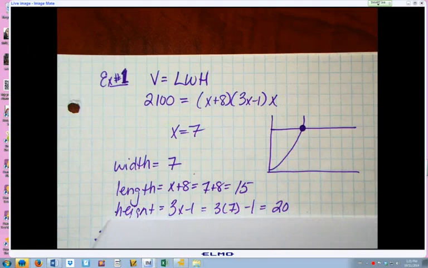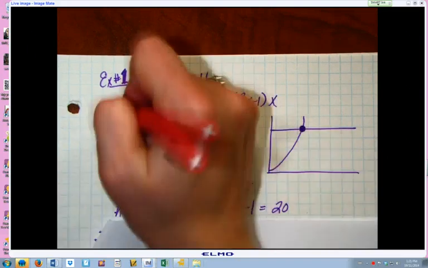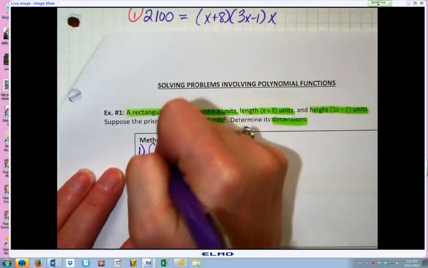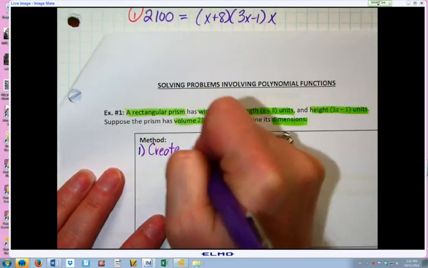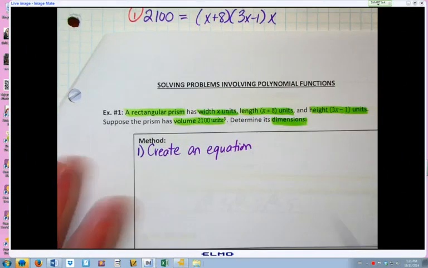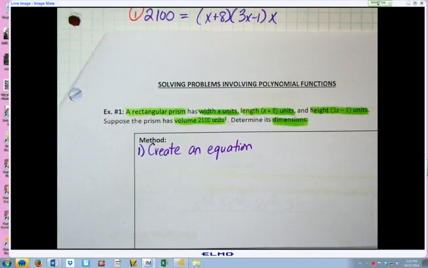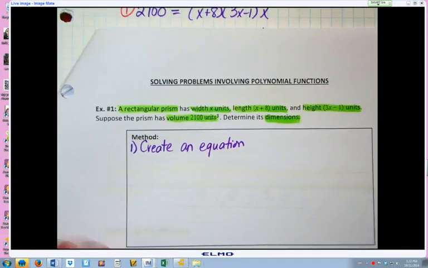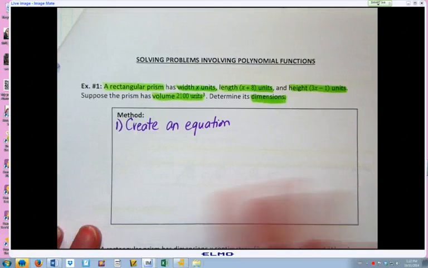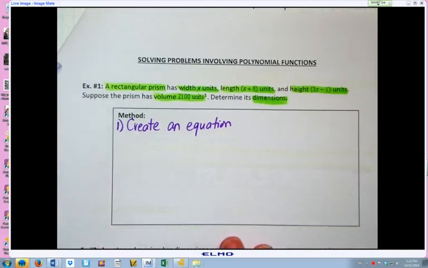What was the first thing we did here? So what could we call step 1? Okay. So create an equation. Period, or do you want to add more to that? Is it always going to be volume, though?